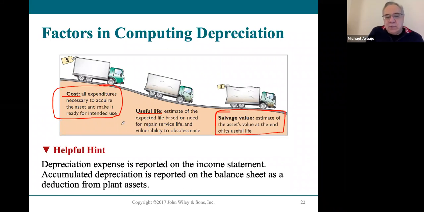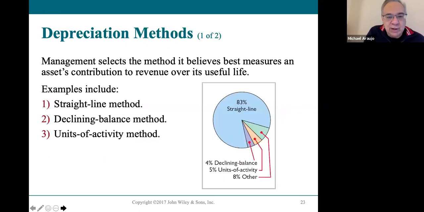So the difference between what you paid for it, the cost, and its salvage value when you're done using it, that difference is the only thing you can depreciate. And you depreciate it over its useful life. Okay, so whether it's 10 years, 8 years, what have you, that's how long you're depreciating it.